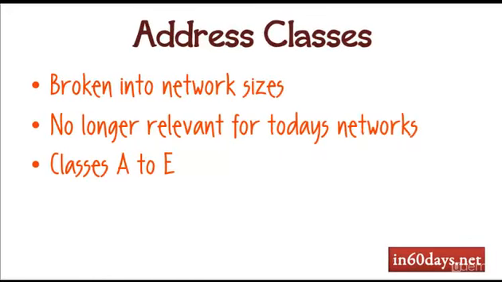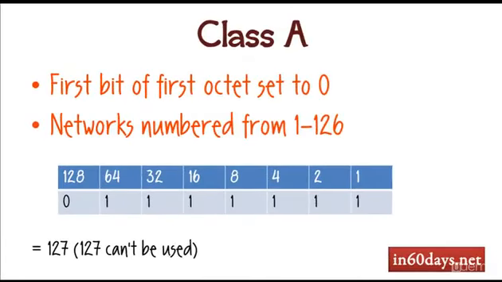Alright, so addresses. This is historical, so don't worry about it too much. It's handy when we're doing our subnetting, but classes of address aren't really relevant anymore. It used to be that a big organisation would get a big range of addresses, a Class A, medium size a Class B, and everyone else would get a Class C. Class D is used for multicast traffic, and Class E is experimental use only.